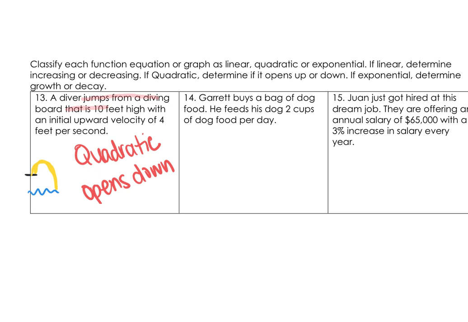Number 14, Garrett buys a bag of dog food. He feeds his dogs 2 cups of dog food per day. So we start off with a certain amount of food, and then every single day it's going down by 2 cups. So that's a constant rate of change, which is how we identify that it's linear. And if the amount of food he had is going down by 2 cups every single day, then that line is going to be decreasing. You start with a certain amount of food, and then each day you take away 2 cups.